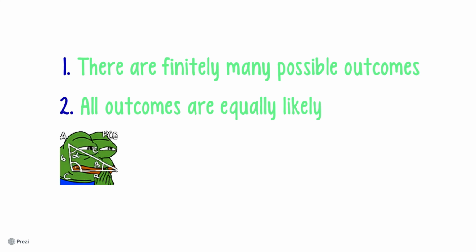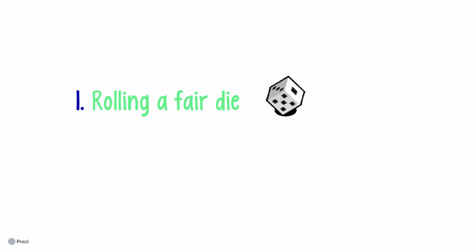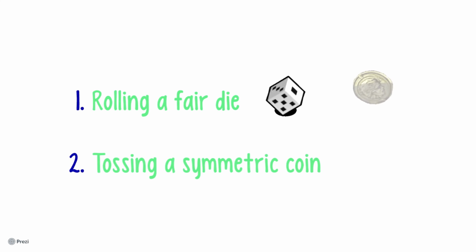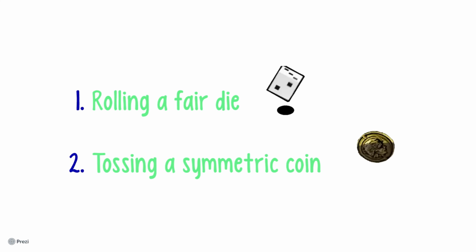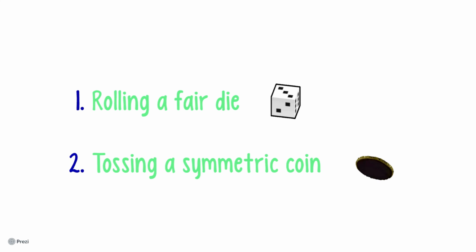Let's look at a few classic examples of typical Laplace experiments. Typical Laplace experiments include rolling a fair die, 6 possible outcomes, each with a probability of 1 out of 6. Tossing a symmetric coin, 2 possible outcomes, each with a probability of 1 out of 2.